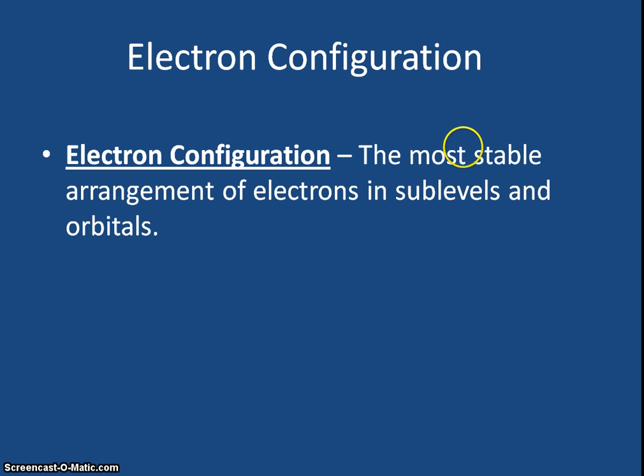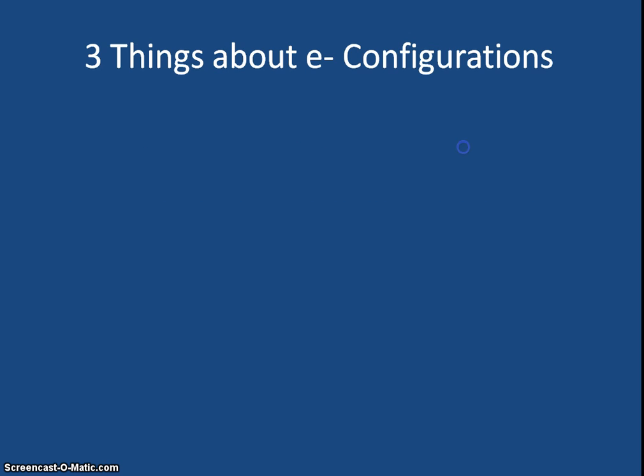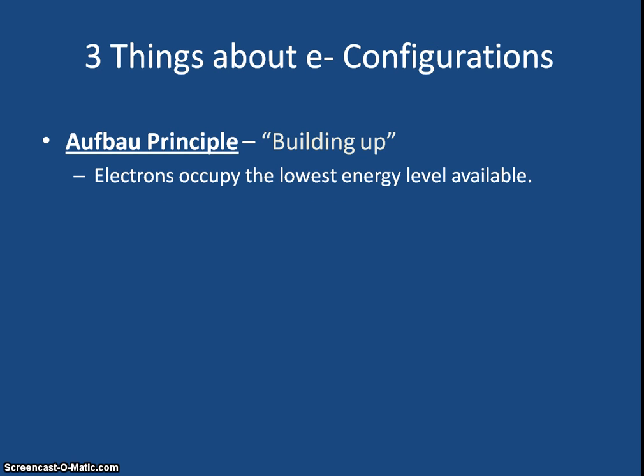But before we can do that, there's 3 rules that we have to be able to write down. One of them we're going to use today, and the other 2 we'll actually use in our next lesson. So just write down the other 2 for now. The one we're going to use today is called the Aufbau principle, and it says that electrons always occupy the lowest energy level available. So we call it the building up principle.